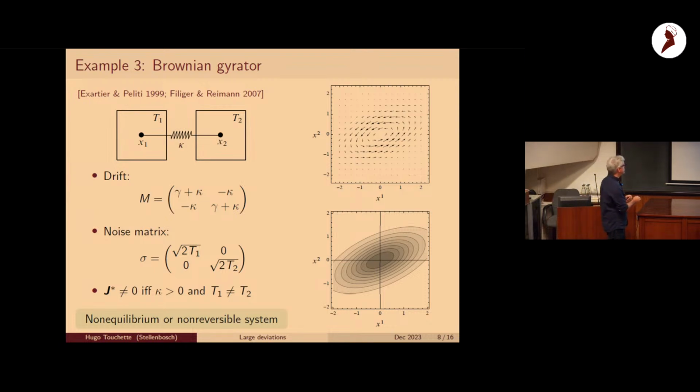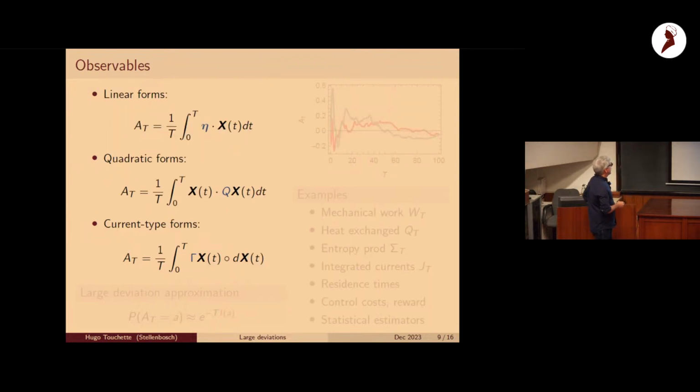If you put the coupling to 0, then there's no current, and if you have 2 equal temperatures, then you have no current also. So you need, as necessary and sufficient conditions, the coupling and the unequal temperature. These are examples that have been known for quite some time, and they're nice if you teach non-equilibrium statistical mechanics because they're easy to understand Gaussian examples of cases where you have equilibrium behavior and non-equilibrium behavior.